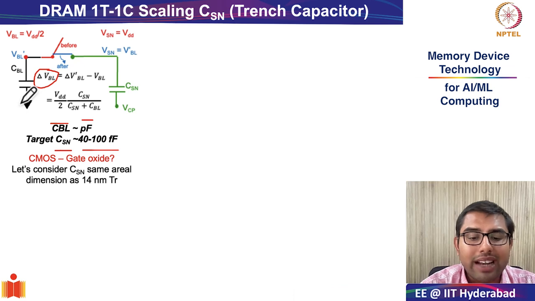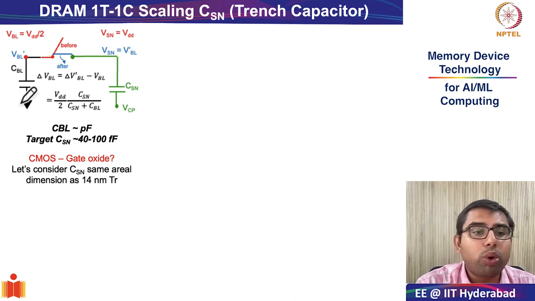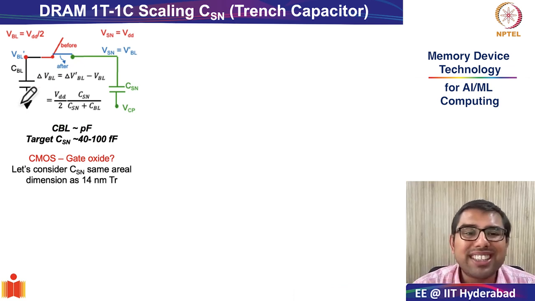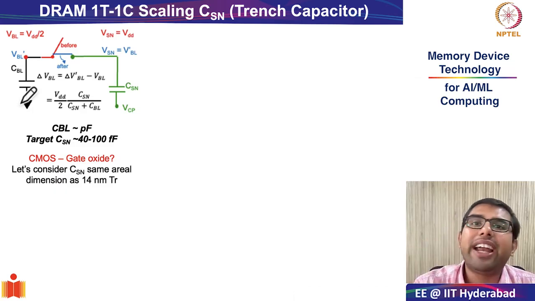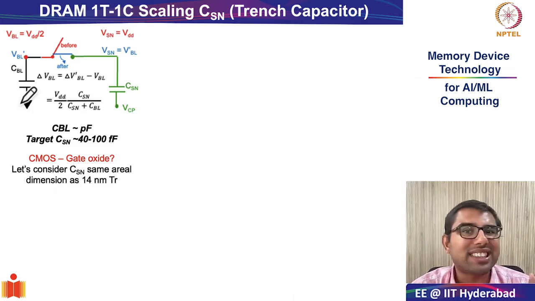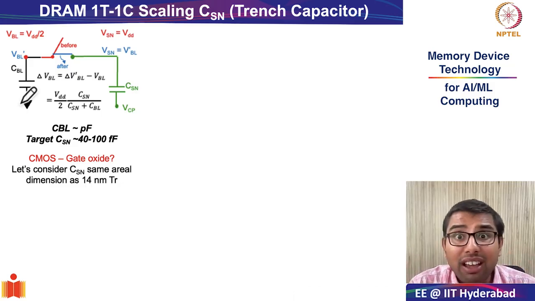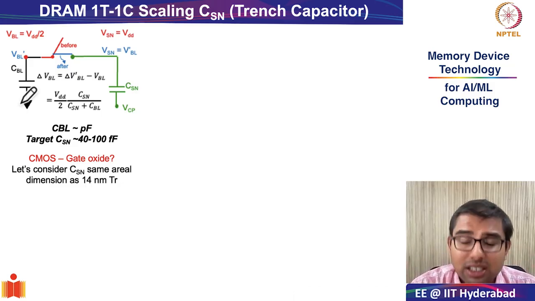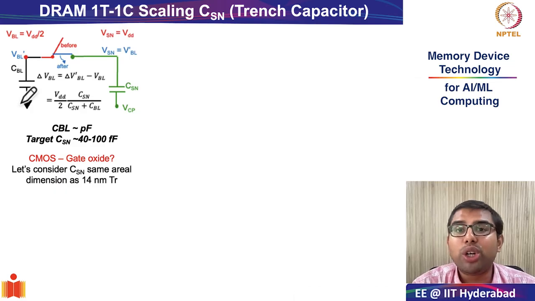So the natural question which comes to our mind is, in our regular CMOS processing, you have a very thin gate oxide, and therefore it is supposed to have very high capacitance. Remember, C is inversely proportional to Tox.